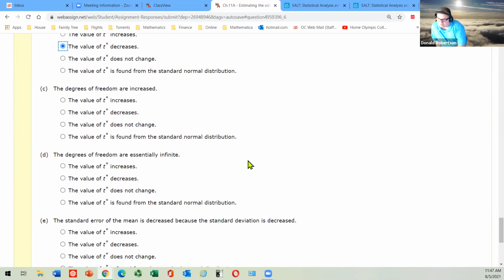Okay, this is a sneaky one. The degrees of freedom increases. So you go from a degree of freedom of 99 to a degree of freedom of 999. Now you have to think this one through. What is the net effect on t star?